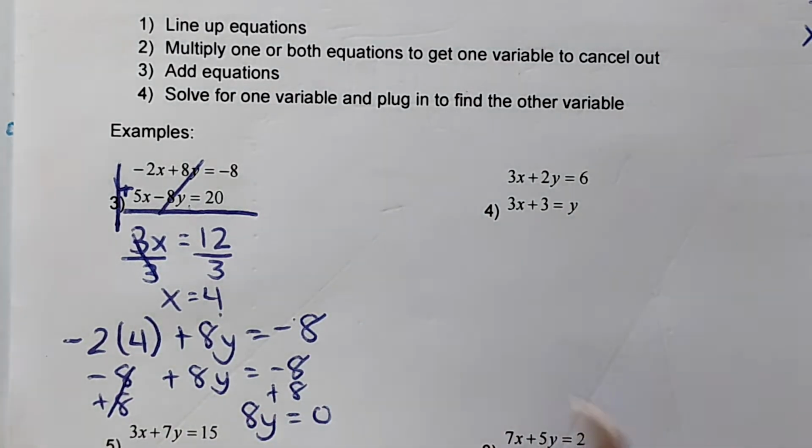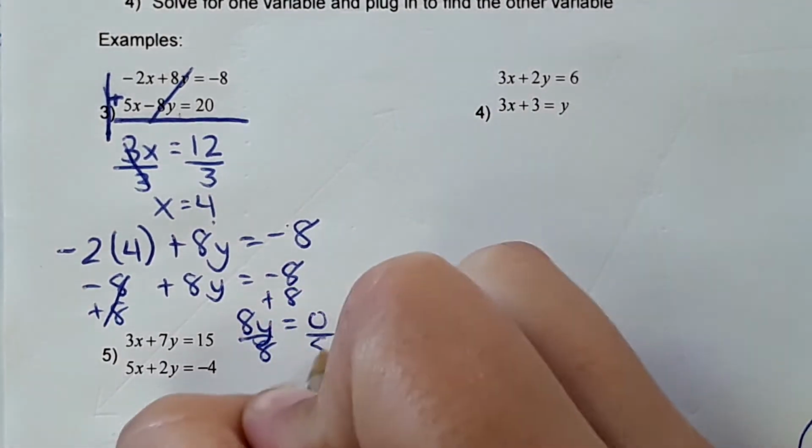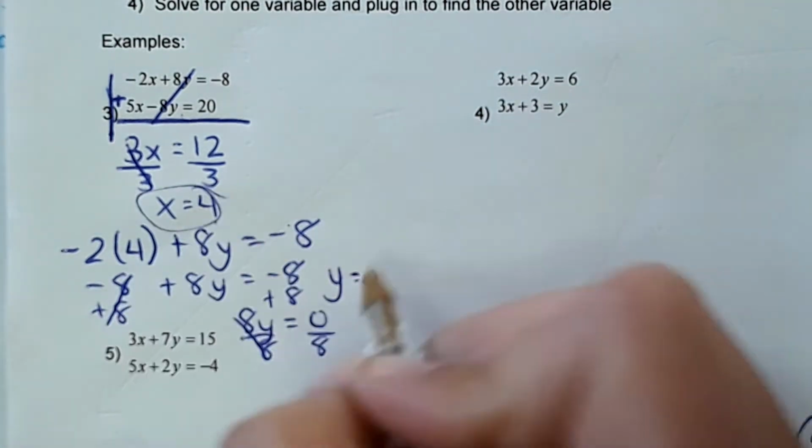8y equals 0. And then divide both sides by 8 and just y equals 0. So we get x equals 4, y equals 0. So our coordinate here would be just 4, 0.